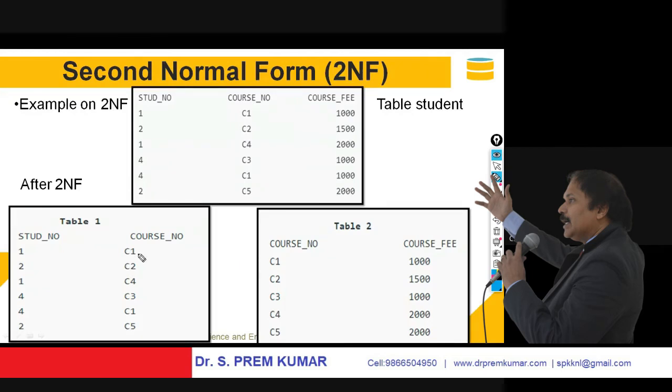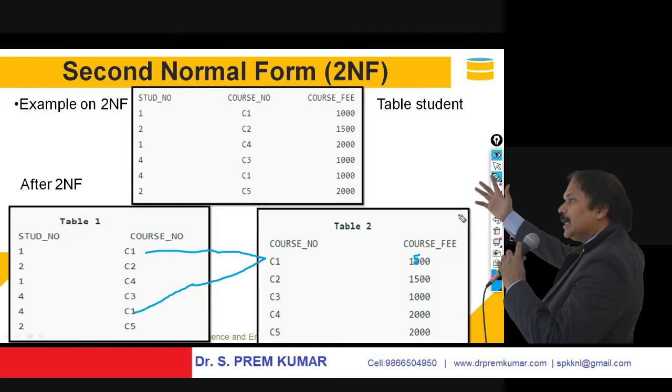కోర్స్ ఫీజ్ 1000 కాదు 1500 అనుకోండి. ఇక్కడ నేను 1500 చేస్తాను, ఒక్క చోట చేస్తాను అంతే. ఇప్పుడు చూడండి, స్టూడెంట్ 1 కోర్స్ 1 వాడి ఫీజ్ ఎంత? కోర్స్ 1 ఫీజ్ 1500. స్టూడెంట్ 4 కోర్స్ 1 వాడి ఫీజ్ ఎంత? 1500. ఒక్క చోటే. కంఫర్టబుల్.